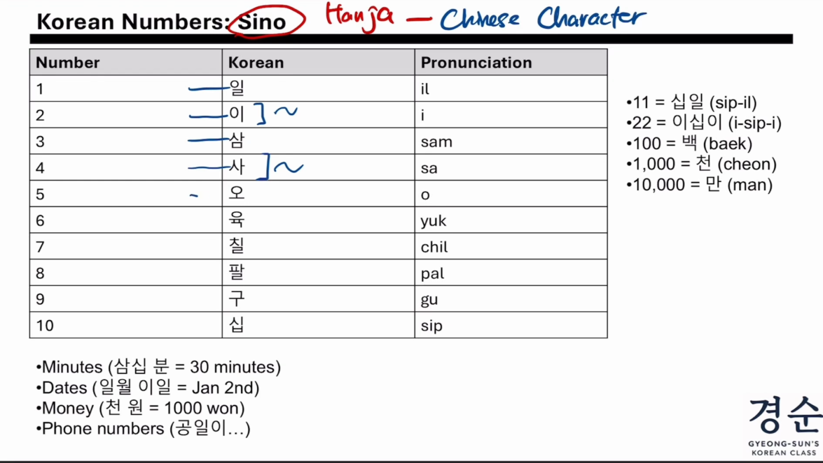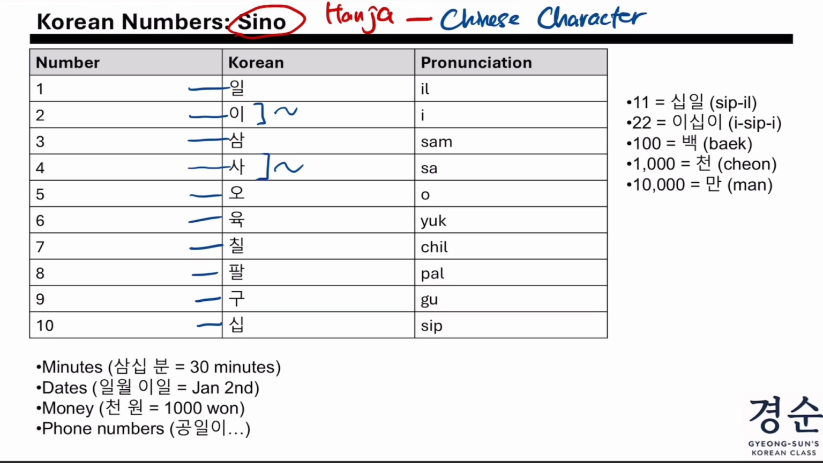Number 5 is 오. Number 6 is 육. Number 7 is 칠. Number 8 is 팔. Number 9 is 구. And 10 is 십.